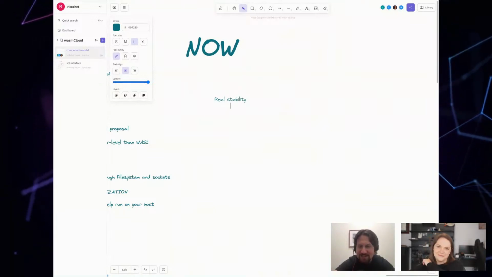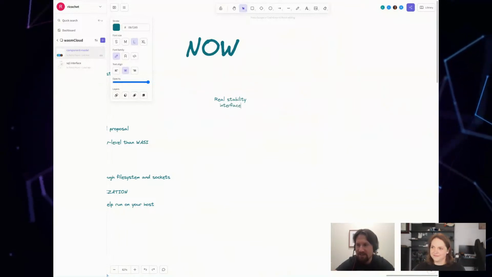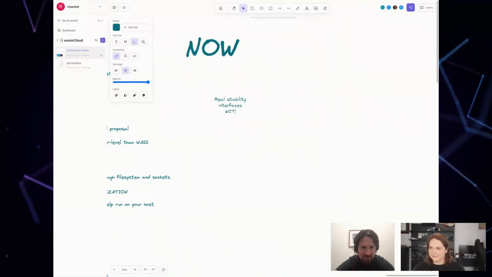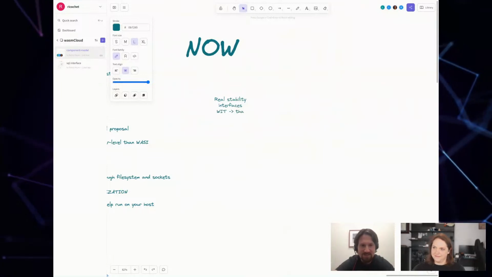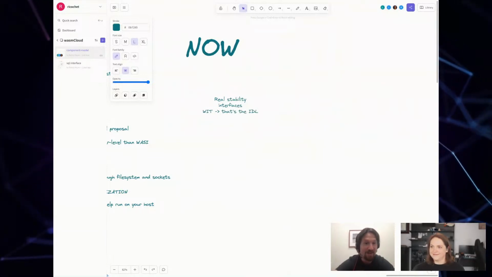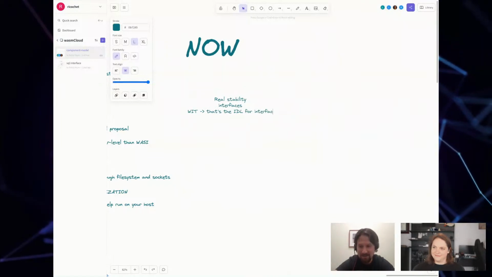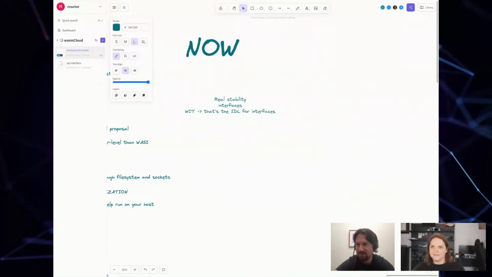So there's a lot of areas to flesh out, a lot of work fleshing out WIT. We're still doing a lot of great things building up WIT, which is this IDL that you use to describe these component interfaces and generate all your bindings from. So lots of things around WIT.